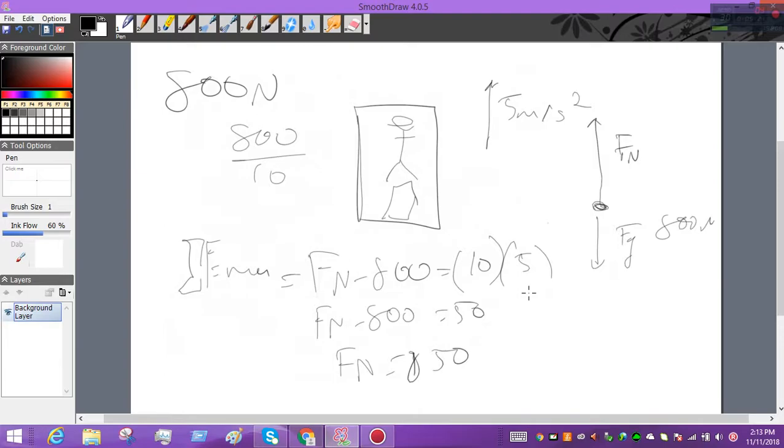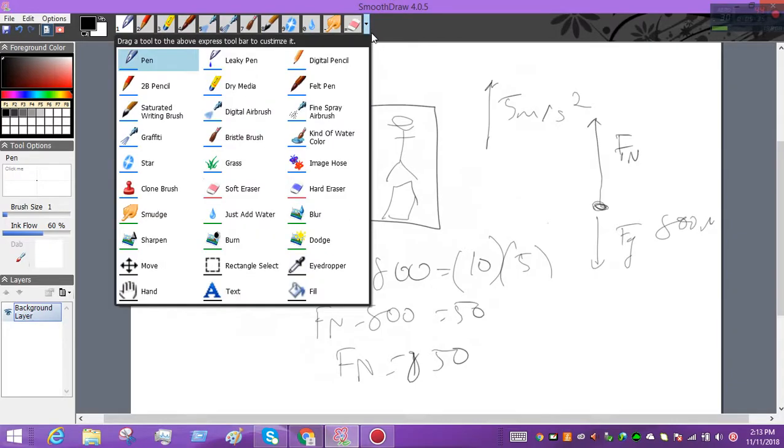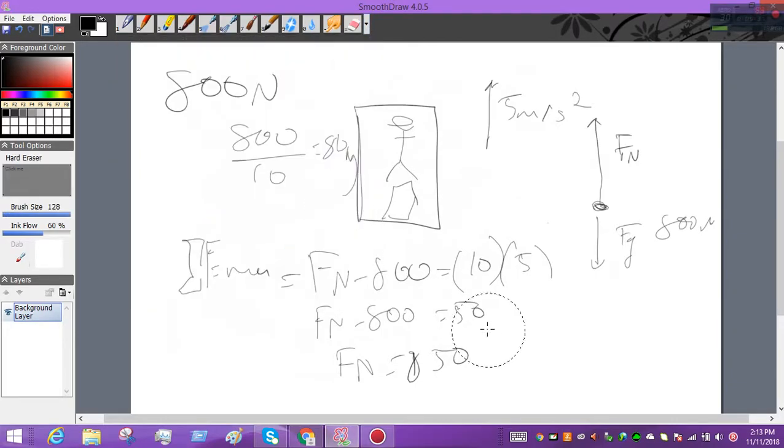I don't know why I did this. 800 divided by 10 to solve for our mass is 80 kilograms. So this 10 right here, and for that matter, which will change these other sequential steps beyond them, because it's like 850. Now that doesn't seem right. What did I do here?